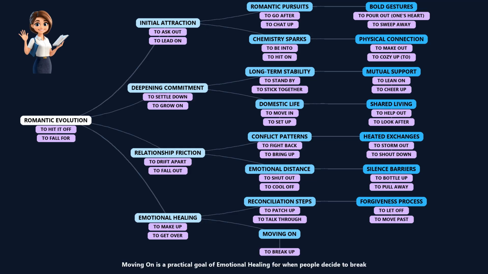Moving on. Moving on is a practical goal of emotional healing for when people decide to break up and start over as individuals. Essentially, the relationship is finished, and it is time to begin a new life without that person.